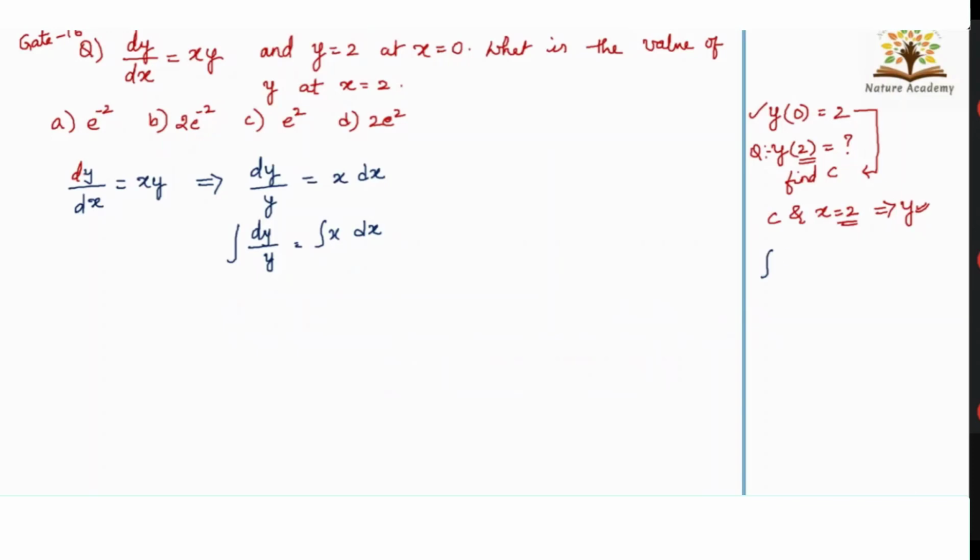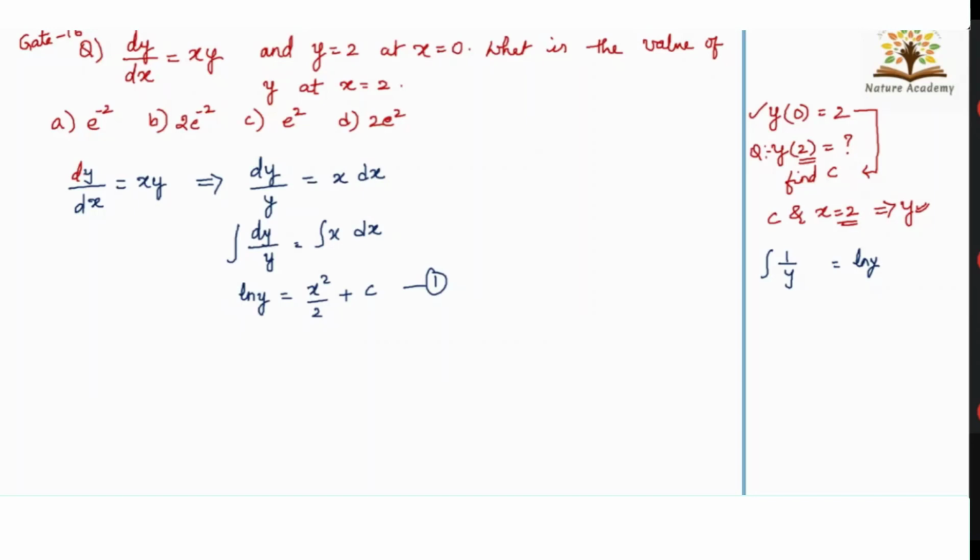When we have integral 1 by y, it will be your log y. So same thing, you can write it here. It will be log y equals to integral of x, which will be x square by 2. If it is x raised to n, the integration will be x raised to n plus 1 by n plus 1. And here you have to add an integration constant. Let this be equation 1.